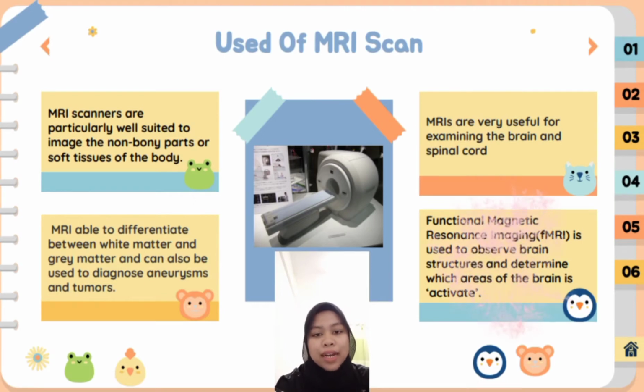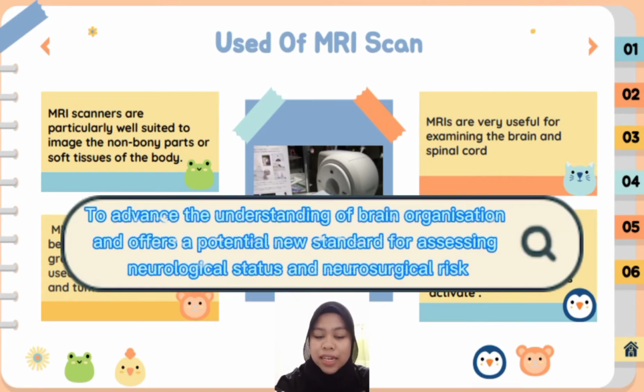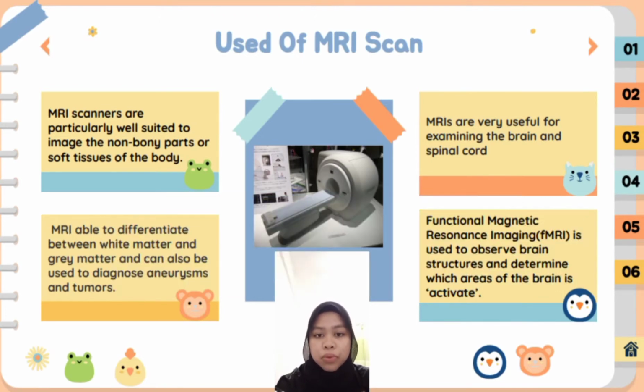Lastly, one kind of specialized MRI is functional magnetic resonance imaging (fMRI). It is used to observe brain structures and determine which areas of the brain are active, which means they consume more oxygen during various cognitive tasks. It is used to advance the understanding of brain organization and offers a potential new standard for assessing neurological status and neurosurgical risks.